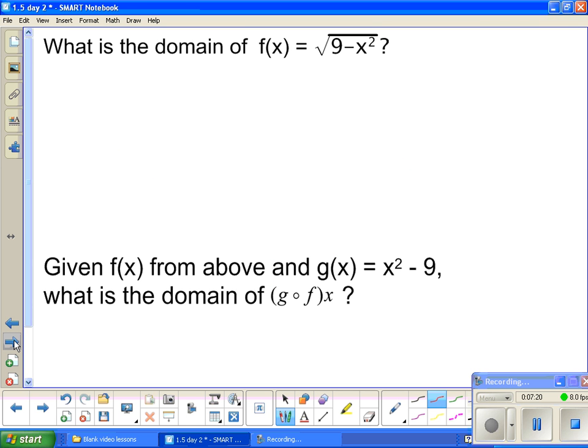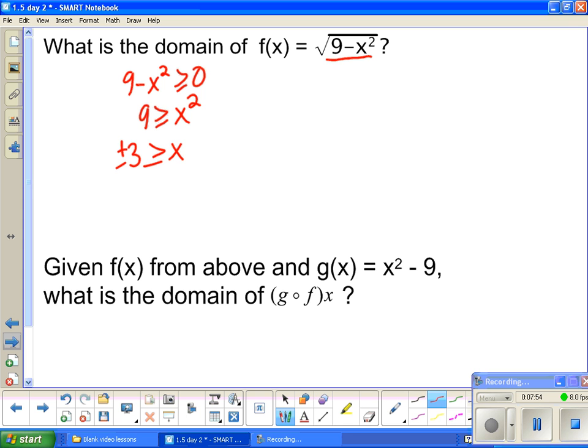It gets very different and much more complicated when the domain of my original function is restricted. So we're first going to find the domain of this function. We know that that has to be greater than or equal to 0. So 9 has to be greater than or equal to x squared, plus or minus 3, taking the square root.